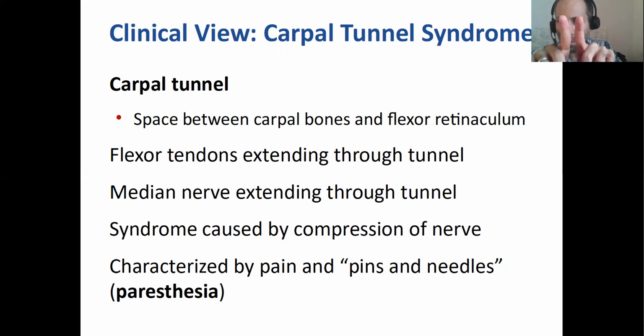Right? They swell up, they inflame. So when they swell up, here's the median nerve running in between. When they swell up, they pinch the median nerve in between, and that causes pain and pins and needle sensation and weakness of the hand. And that's what carpal tunnel syndrome is.